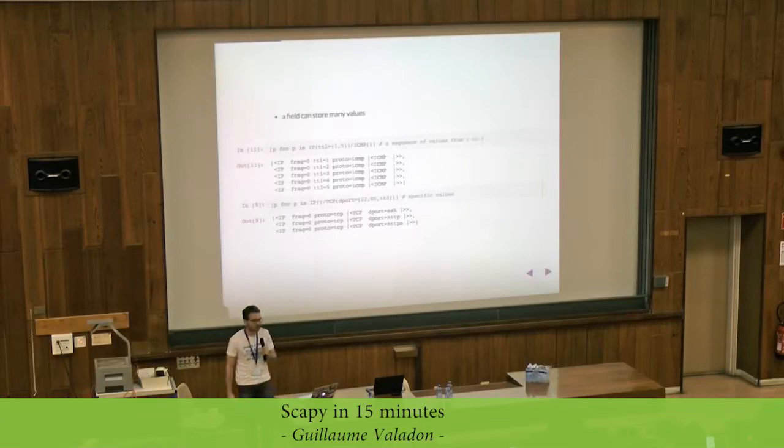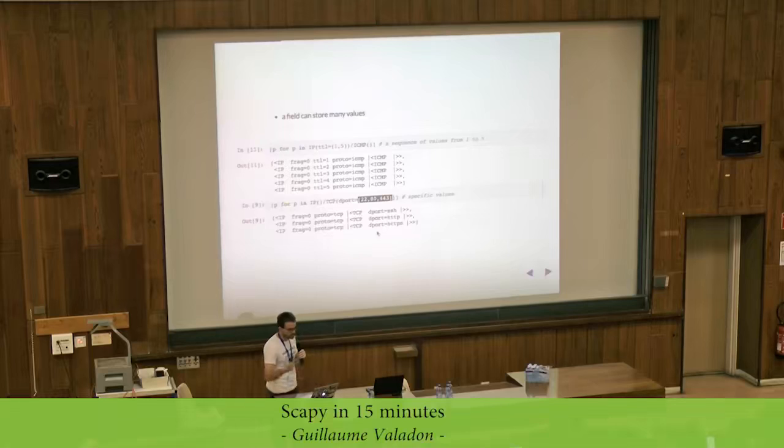A field can store many values. So in this case, I will put 1, 2, 3, 4, 5 in the TTL field. A field could be a sequence of values from 1 to 5 using parentheses. And here, if you use square brackets, you can specify specific values. In this case, that's the SSH port, HTTP port, and HTTPS. This is, let's say, a Pythonic way of doing stuff. In the resulting packets, we have 5 in the first example and 3 in the second example. That could be used, for example, to do a simple traceroute in order to increment the TTL along the way.